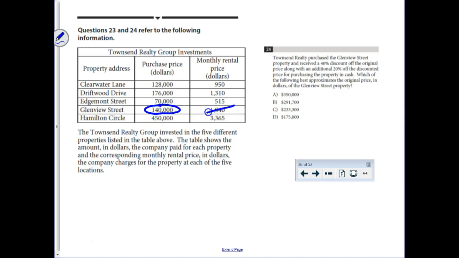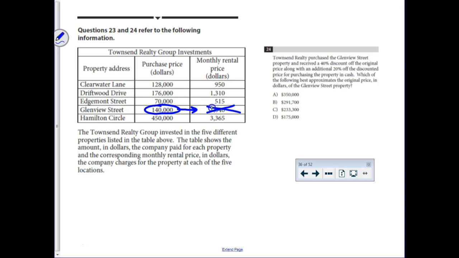So I don't really care about the rental price in this question, right? It has nothing to do with what they're asking about. Now guys, this is the purchase price. This is what they paid for it, $140,000. But what they're implying is that the listing price for the property was way more than $140,000.